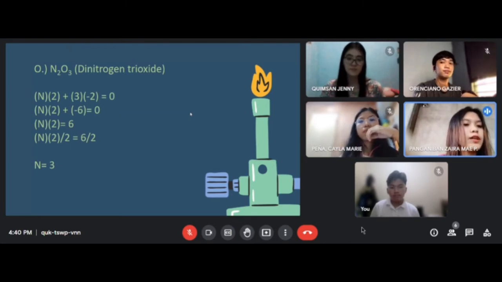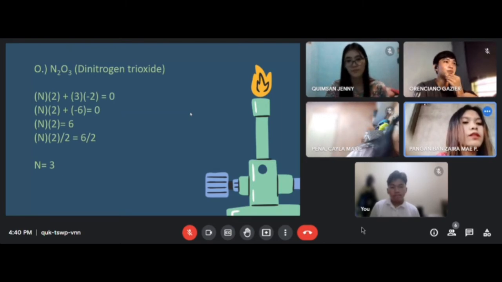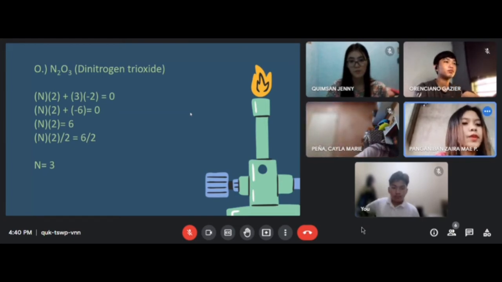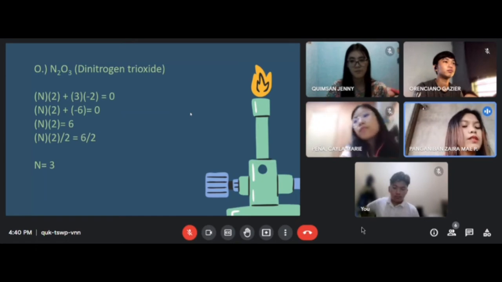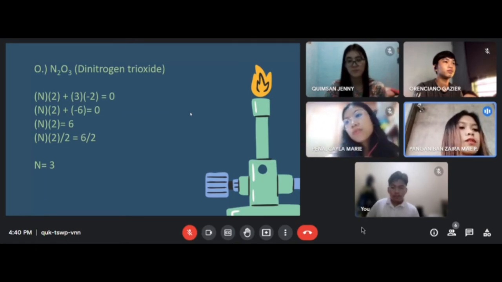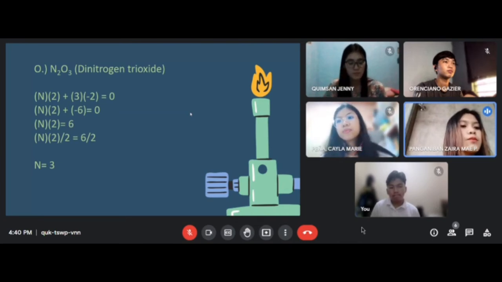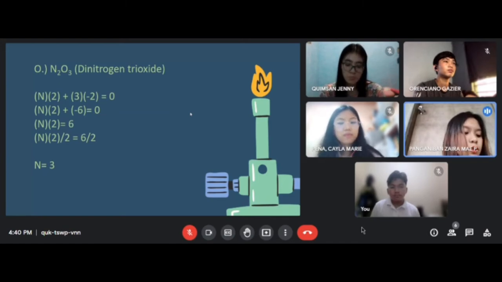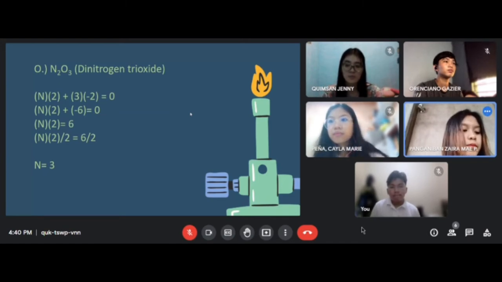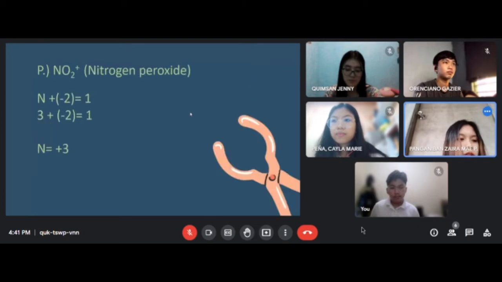Then nitrogen times 2 plus 3 times negative 2 is equals to 0. Nitrogen times 2 plus negative 6 equals to 0. Then nitrogen times 2 is equals to positive 6. Cancel ulit, then 6 divided by 2 is equals to positive 3. Nitrogen has positive 3 charge. Then neutral na din po.